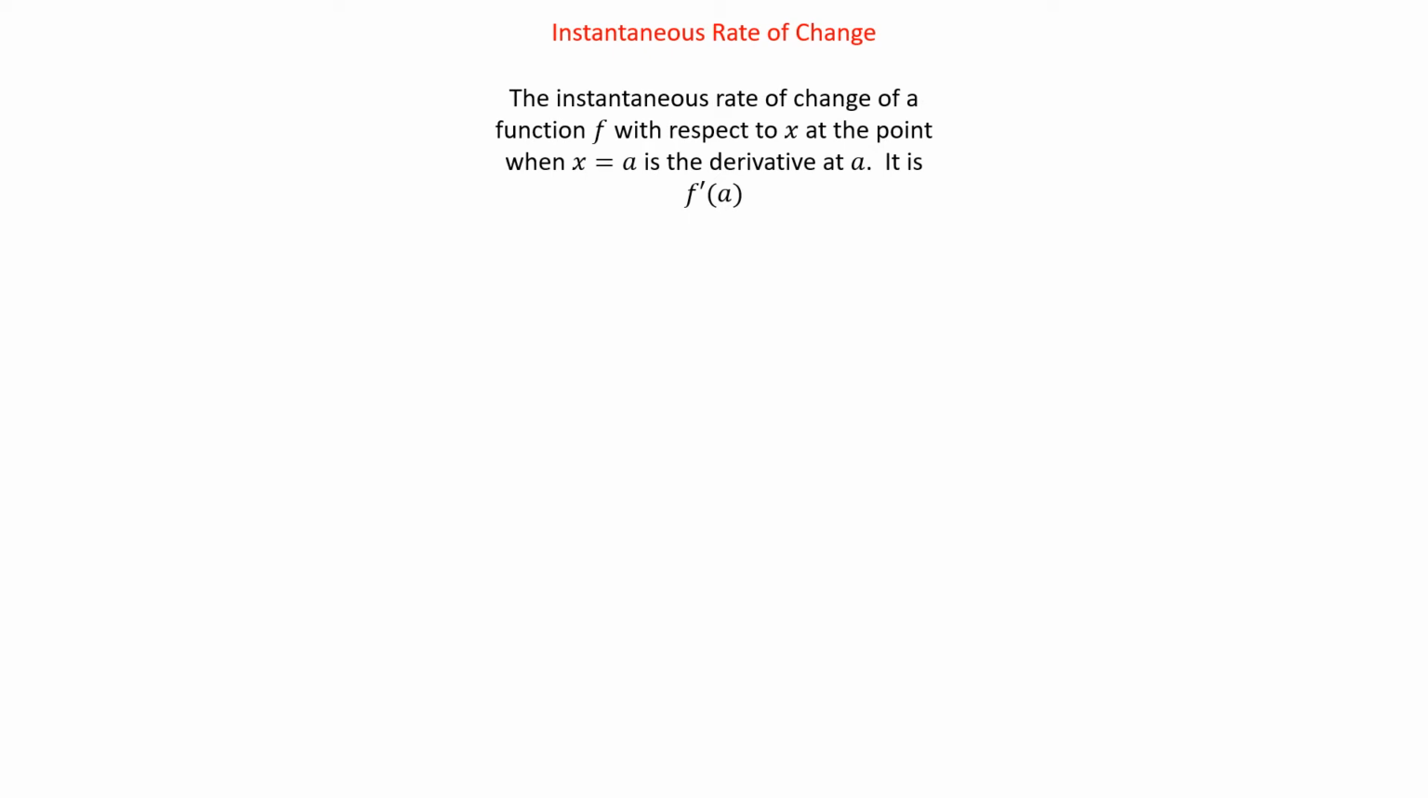So, an instantaneous rate of change is, at a point, the instantaneous rate of change of a function at a certain point is the derivative of that function at that point. So we would find the derivative and then just plug in that point.